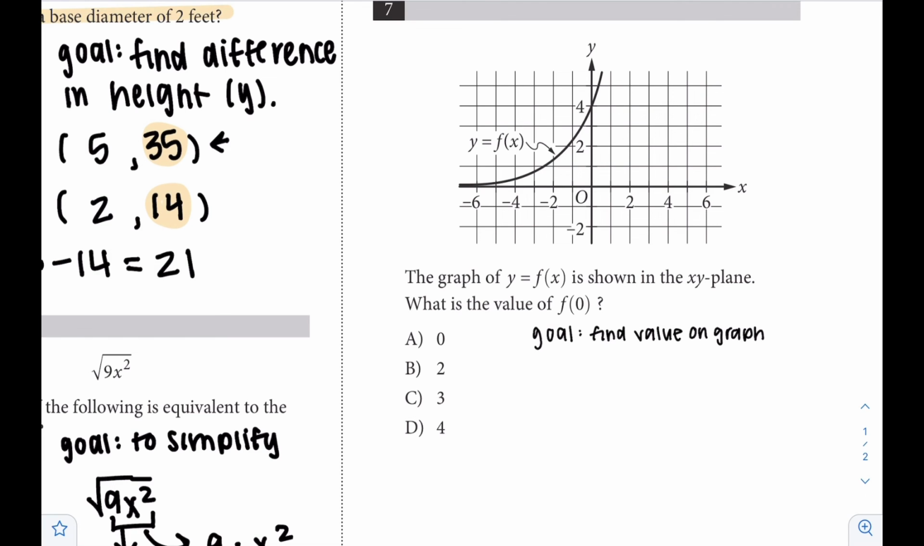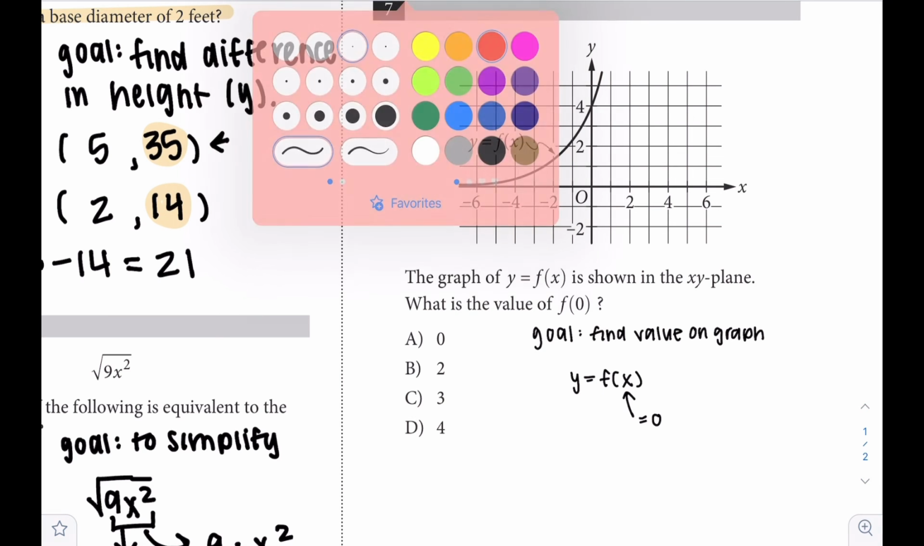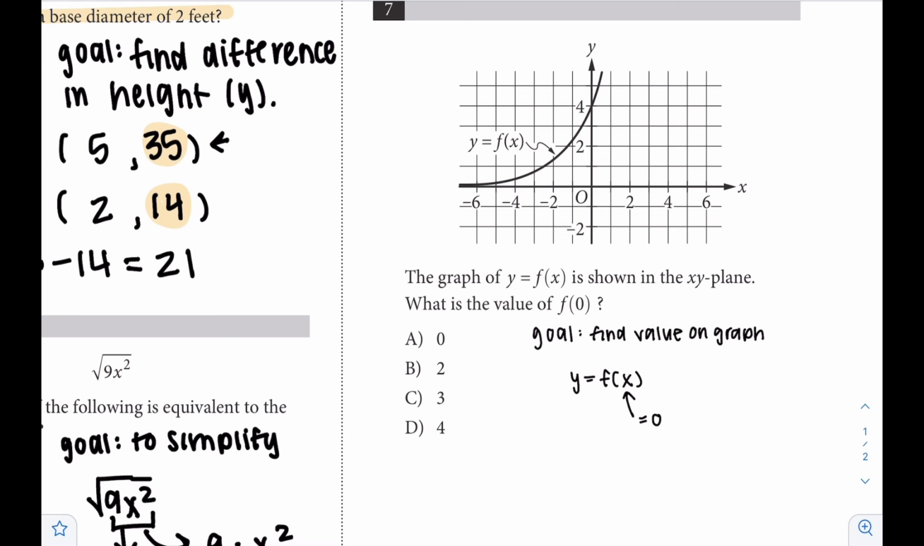So we know that y equals f of x. All you have to do for these type of problems is whatever number they give you for the x, so in this case it's 0, you're going to find that number on the graph, so your x value is 0, and simply ask yourself, when x equals 0, what is y? That's all that this means. So all you're doing is finding your y value for when x equals 0. You can also think of it as finding the other coordinate.